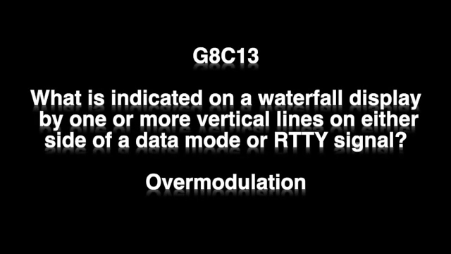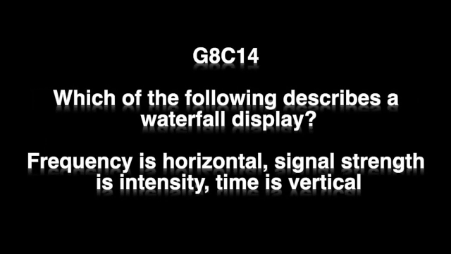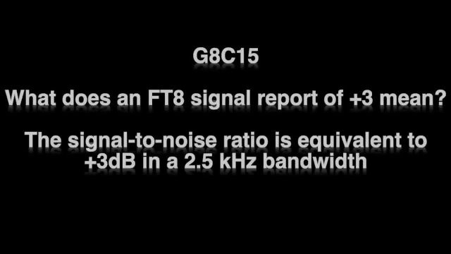G8C13. What is indicated on a waterfall display by one or more vertical lines on either side of a data mode or RTTY signal? Overmodulation. G8C14. Which of the following describes a waterfall display? Frequency as horizontal, signal strength as intensity, time as vertical. G8C15. What does an FT8 signal report of +3 mean? The signal-to-noise ratio is equivalent to +3 decibels in a 2.5 kHz bandwidth.